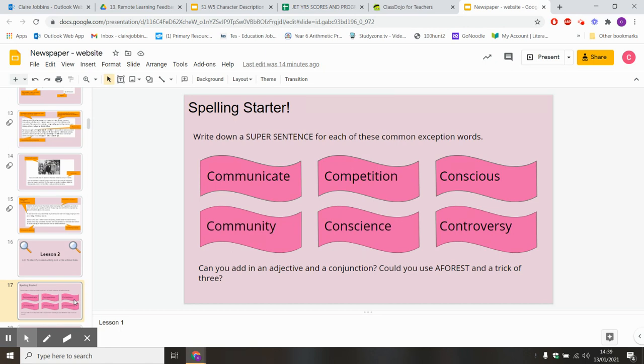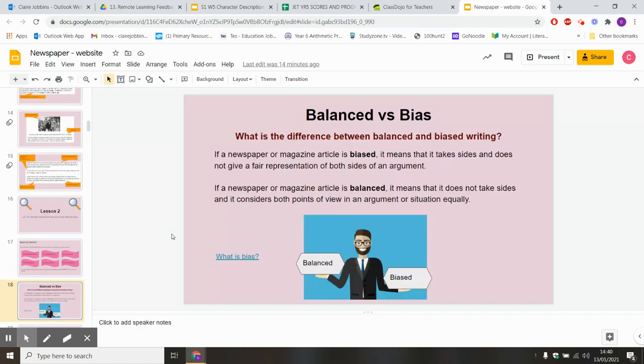And when you upload your English work, you need to make sure that you're uploading your spelling starters with them too. We were really impressed with the level of work we saw yesterday, particularly with your uploads, and you might have seen in our feedback this morning. But we'd like you to remember to also include your spelling starters when you do your uploads as well, please, ladies and gentlemen. So, what is balanced and biased?